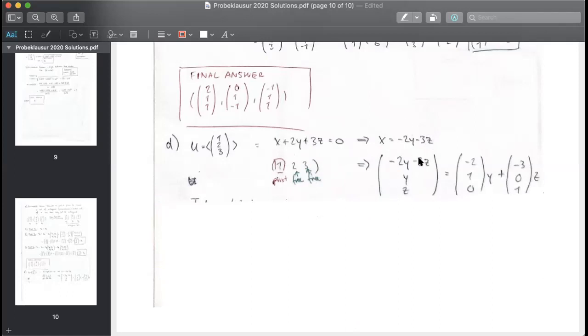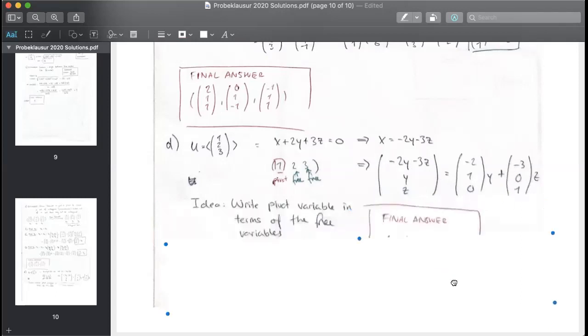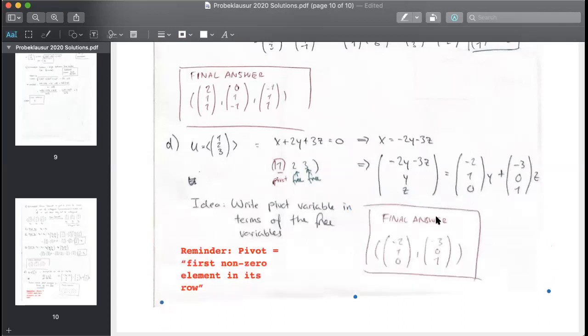But you can split this into a y part and a z part, right? So here we have minus 2y, 1y, and 0y. Then we have minus 3z, 0z, and 1z. So that's your final answer: minus 2, 1, 0 and minus 3, 0, 1.